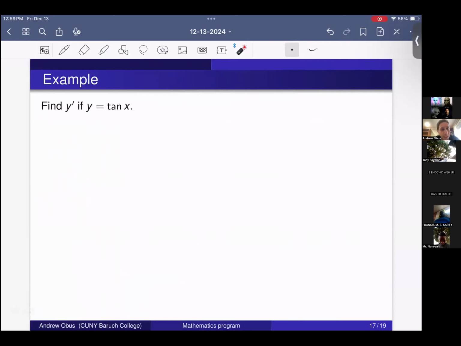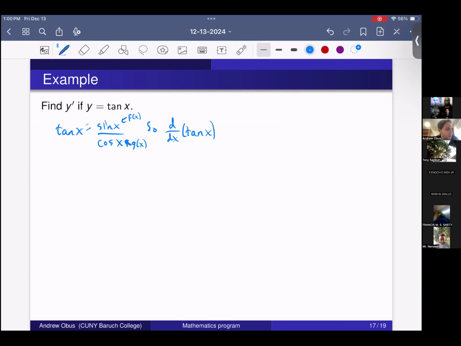I want to do one more example. I'm using another notation for derivative, y prime, but remember, this just means the derivative. So what we're saying is, what's the derivative of tangent? Well, if we remember, tangent of x is equal to sine of x divided by cosine of x, right? So the derivative of that would just be secant squared of x. Right, but we're going to derive this, right?